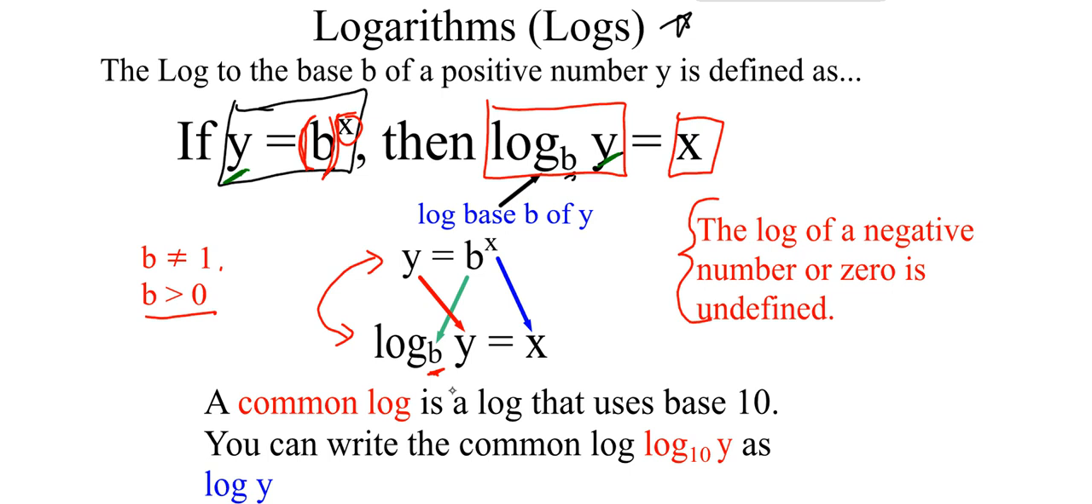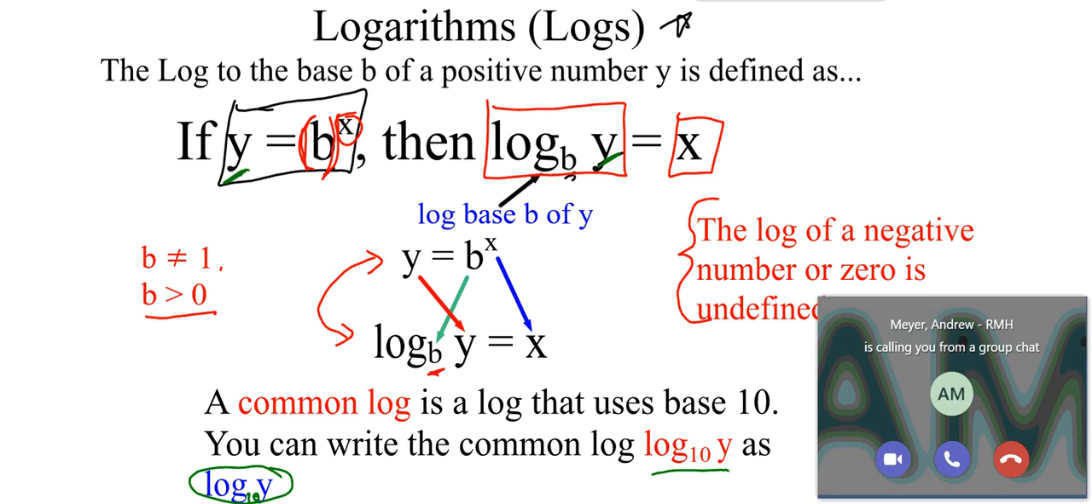So the most common logarithm is a logarithm that uses base 10. It's one that's found in almost all calculators, and so we can write the log base 10 of y as just log of y. So if it's written as log of y, we assume there's an imaginary 10 here. This is analogous.